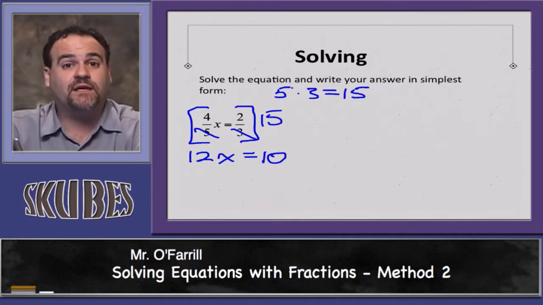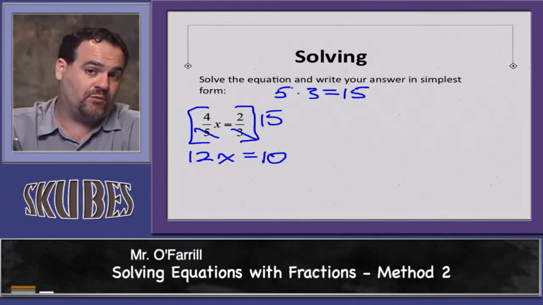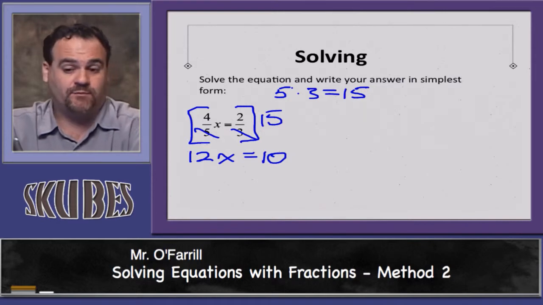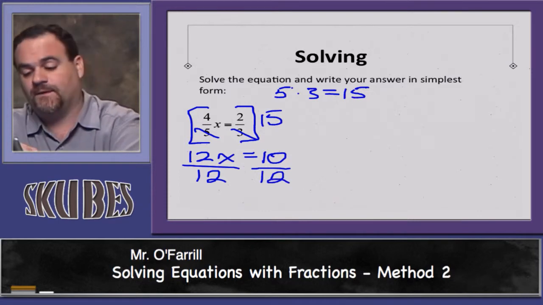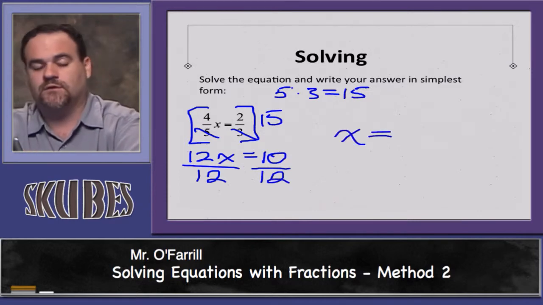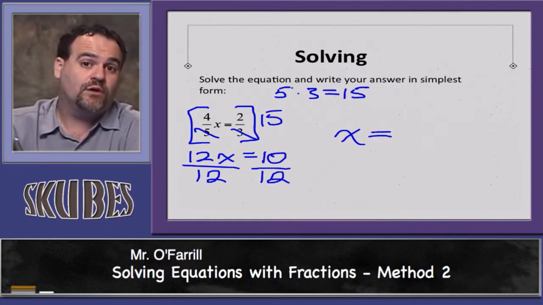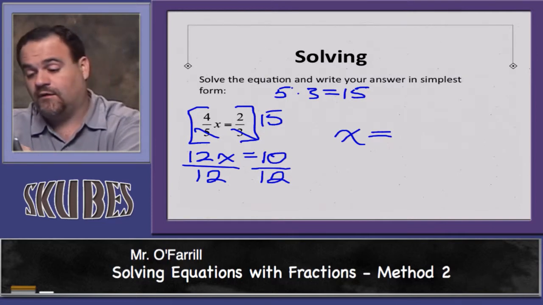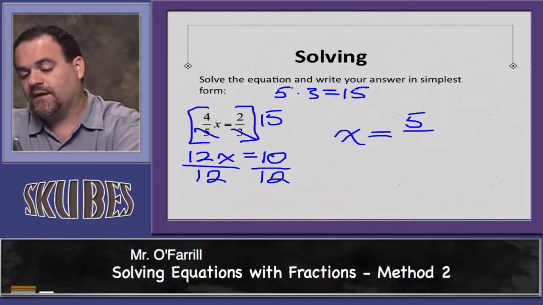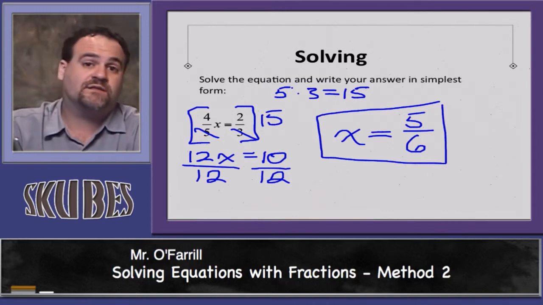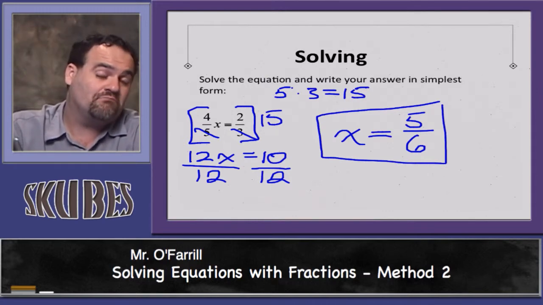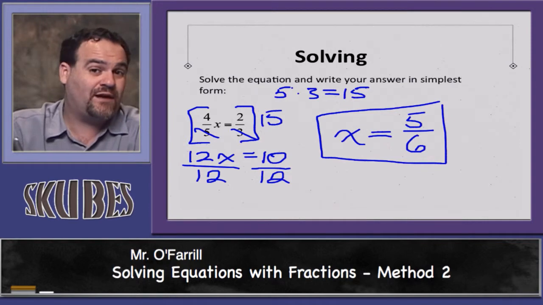And if you're a little shaky on using keep, change, flip, or multiply by the reciprocal, hopefully this simplifies it a lot for you. We're just going to go ahead and divide both sides of the equation by 12. So x equals, well, let's reduce the fraction. 2 goes into 10 5 times, and 2 goes into 12 6 times. I get the answer 5/6, the same answer we got last time. And we really didn't have to do much with fractions.